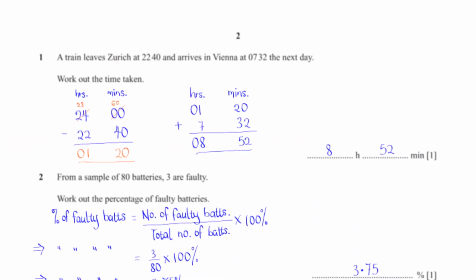A train leaves Zurich at 22:40 and arrives in Vienna at 7:32 the next day. Work out the time taken. So to find the time taken, we first of all need to find the time it takes from 22:40 to midnight, and that gives us 1 hour 20 minutes. So we will add the 1 hour 20 minutes to 7:32, and that gives us a total of 8 hours 52 minutes.